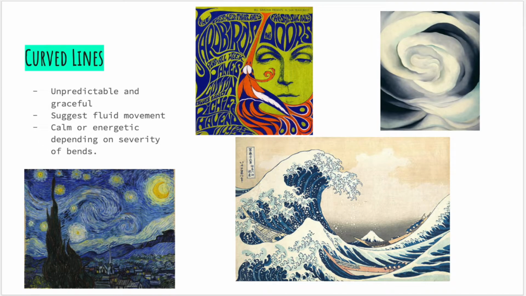Curved lines are unpredictable and graceful. They can suggest fluid movement. They can either convey a sense of calm or energy depending on the severity of the bends. Notice how in Starry Night and The Great Wave, the artist used curving lines to convey a sense of motion, whereas the floral painting utilizes soft curves to convey a very calming atmosphere.